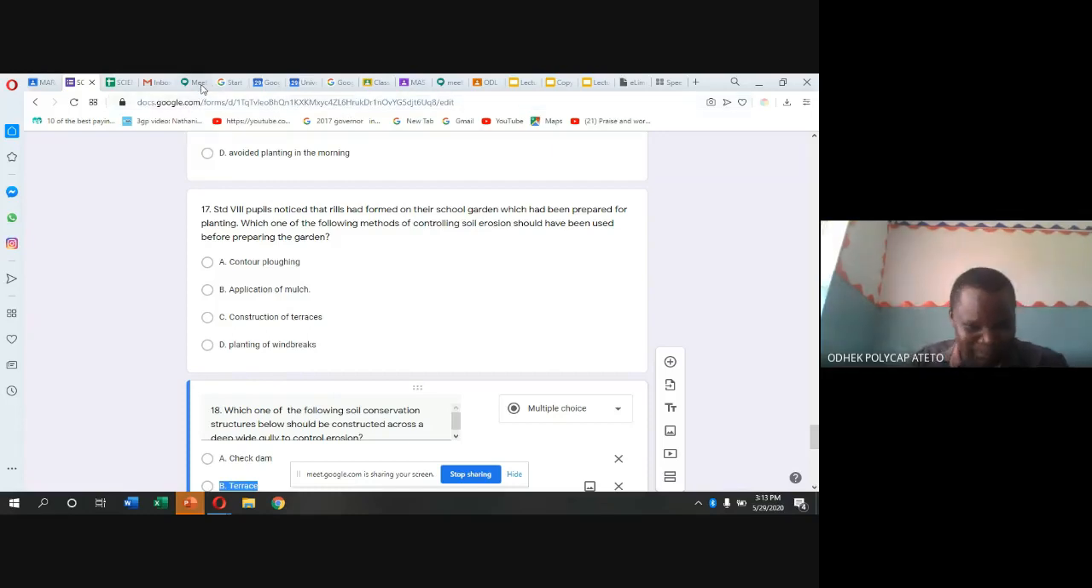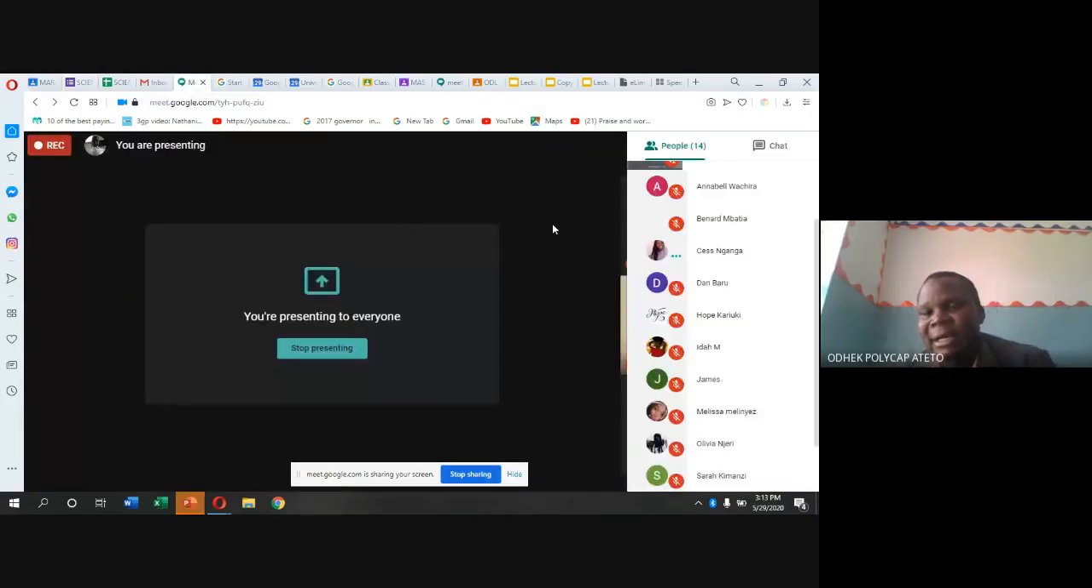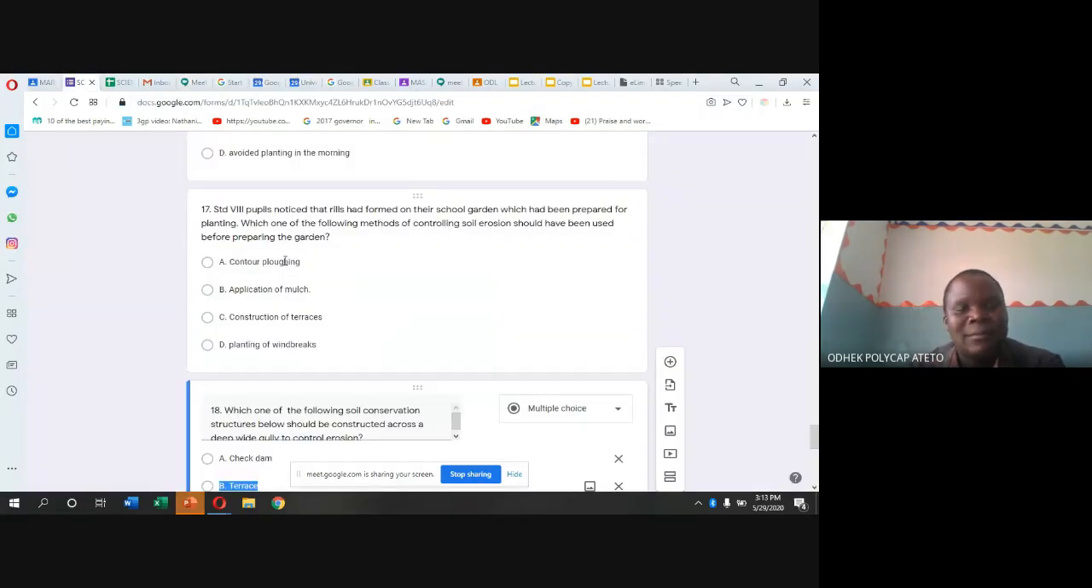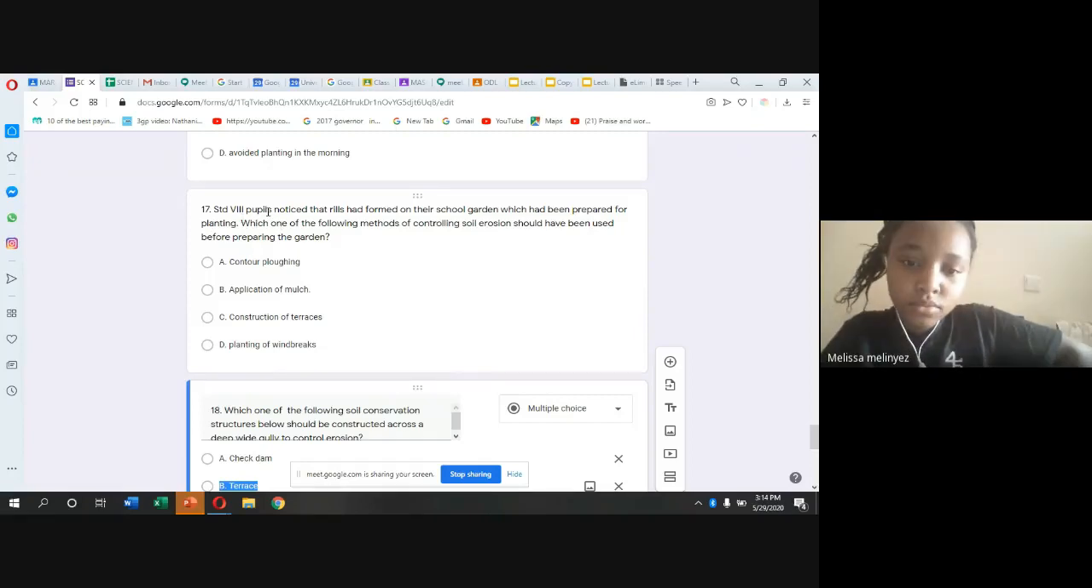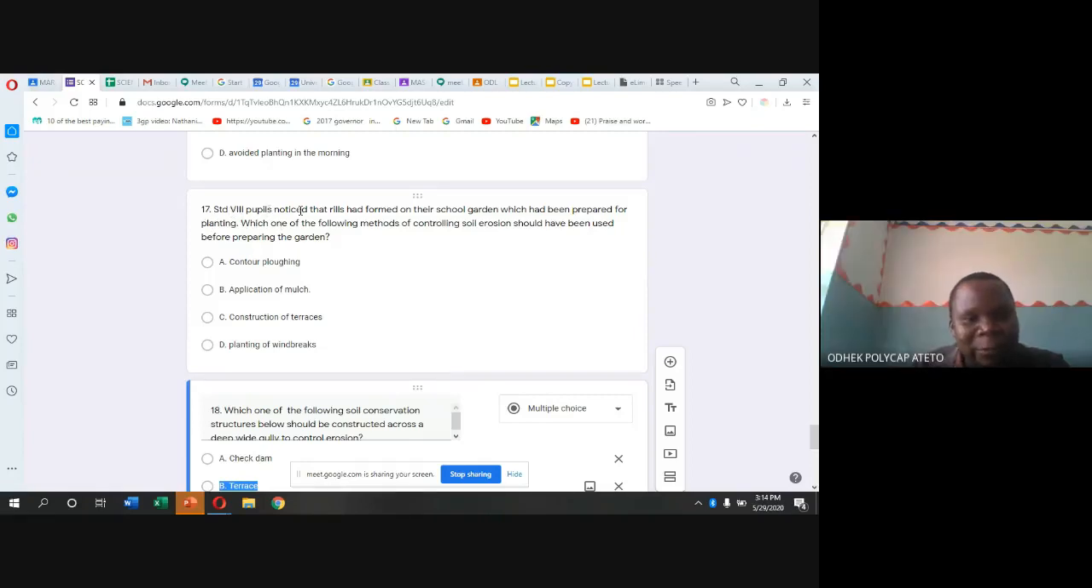Who can explain why choice A is correct? Who can explain that? Can I explain it? Yes, please. Okay. Standard 8 pupils noticed that rills had formed on their school garden, which had been prepared for planting.